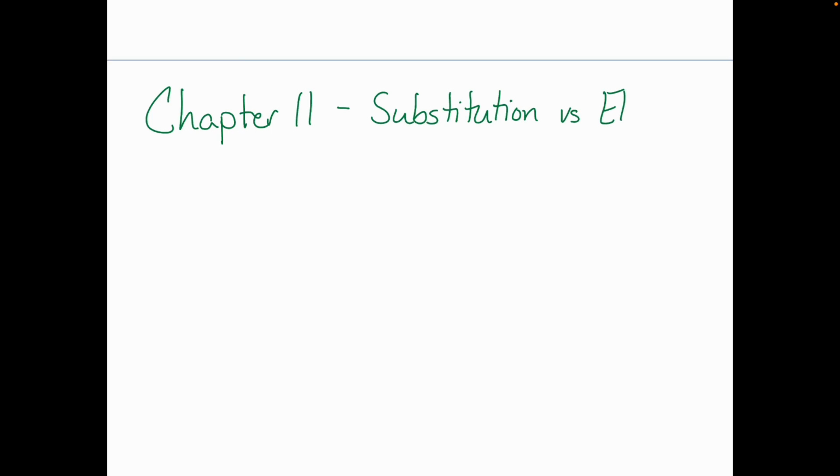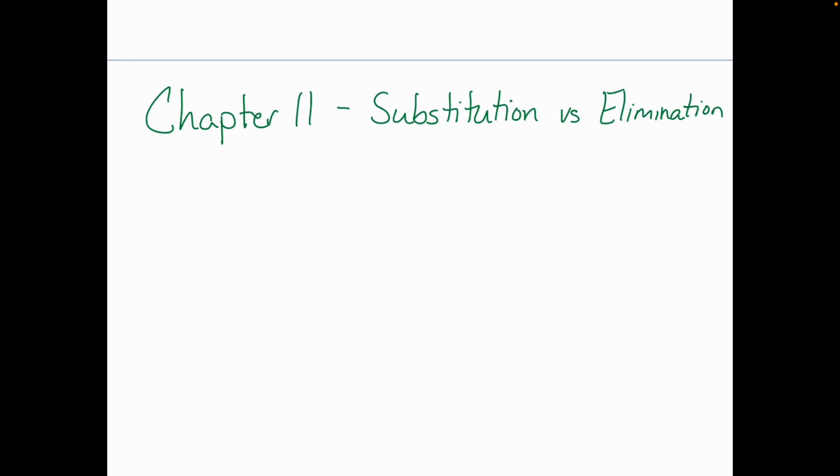All right, so we got our last chapter to cover of the semester here, chapter 11. And this is on substitution versus elimination reactions. These are both reactions that are available to alkyl halides under fairly similar conditions. We're going to see that they're in competition with one another.